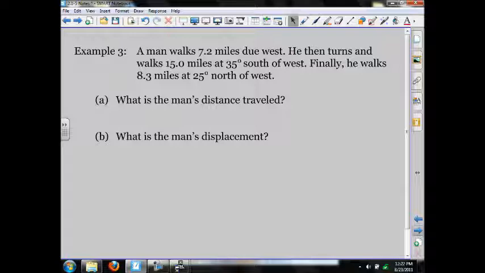If you had mass, 3 kilograms plus 4 kilograms, all you do is add the numbers together and get 7 kilograms. Same thing with distance traveled here. So you can just add them up. How far has he walked? 30.5 miles. Quite a bit.